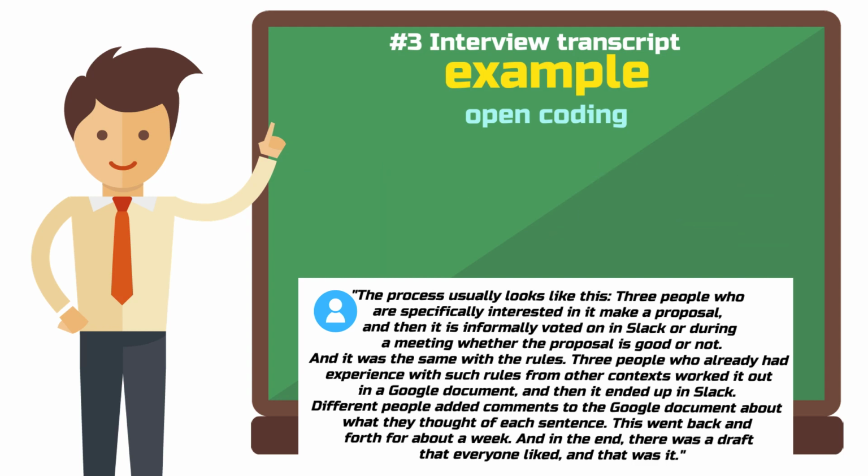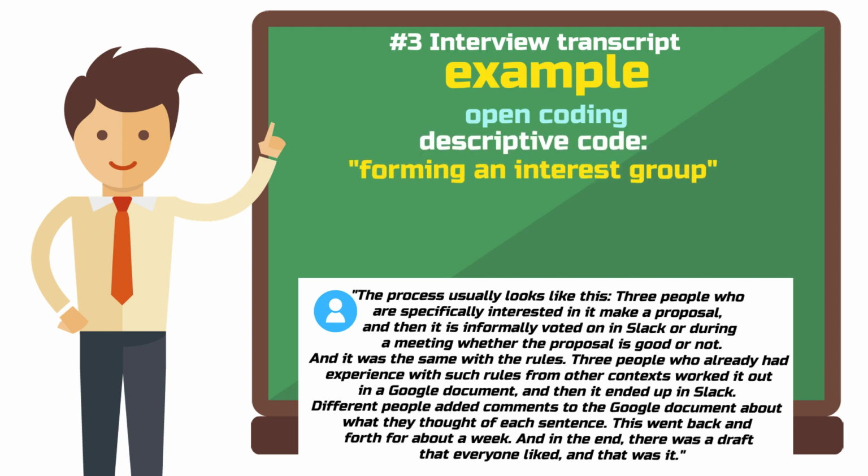With open coding, I can now assign a code to each line or sentence. I would, for example, assign the code forming an interest group to the sentence: The process usually looks like this. 3 people who are specifically interested in an idea. And the section, and in the end, there was a draft that everyone liked, and that was it, could be given the code collective satisfaction.